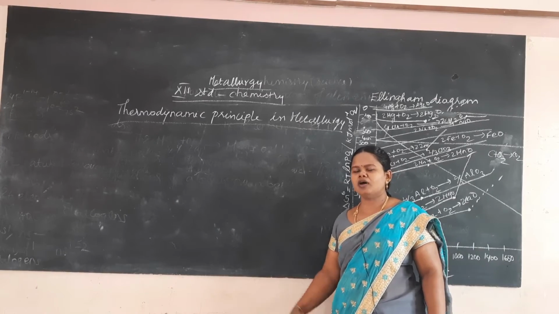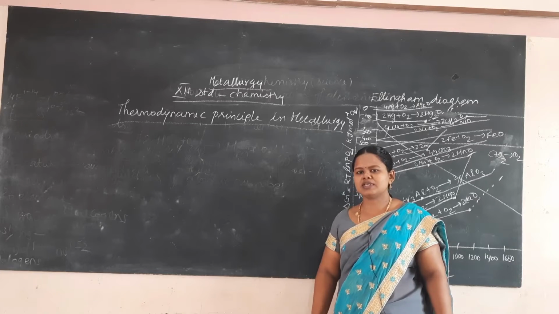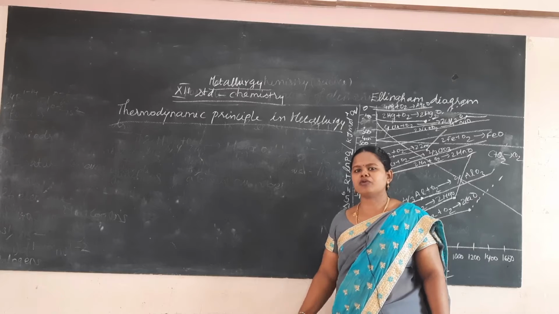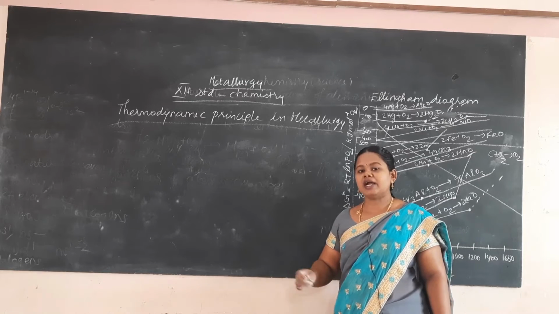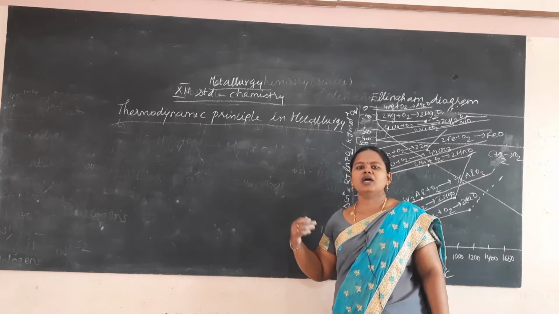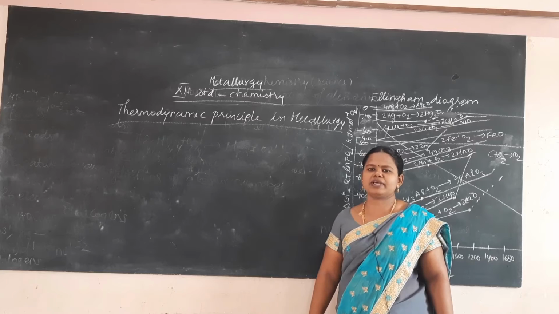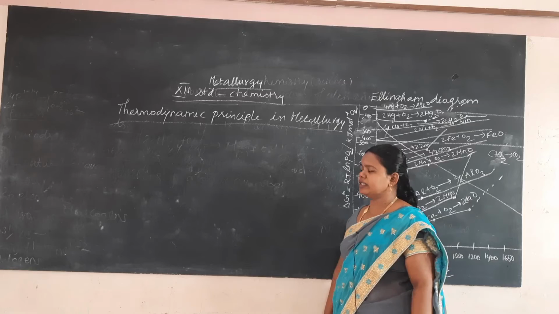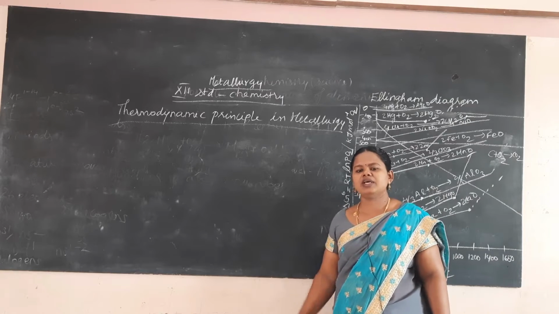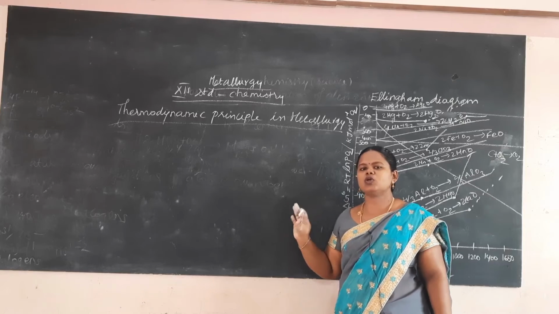Before that, we learned about the extraction of metal, their concentration, their uses, and different concentration methods: froth flotation, electromagnetic separation, then leaching, then the conversion of the metal oxide to the metal using some reducing agent like carbon monoxide, and some other metals used as reducing agents. Now we'll learn the thermodynamic principle in metallurgy. This thermodynamic principle will help us select the suitable reducing agent.